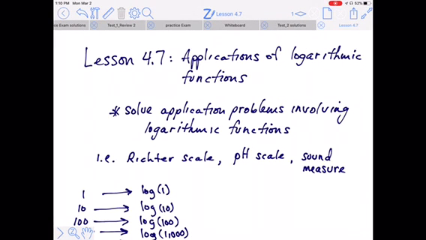Hey everybody, this is a video for lesson 4.7, applications of logarithmic functions. In 4.6, we talked about applications of exponential functions. So we're just going to look at a few applications of what logarithms can help with.